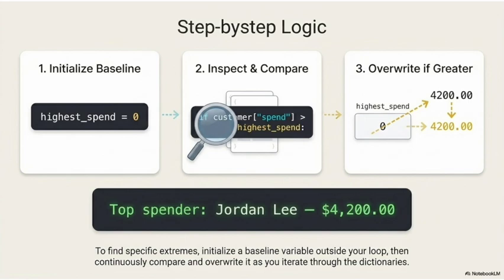To also capture which customer holds the record, maintain a second variable, top_spender, and update it alongside highest_spend whenever a new maximum is found. This gives you both the value and the record it belongs to. The final output for top spender is Jordan Lee at $4,200.